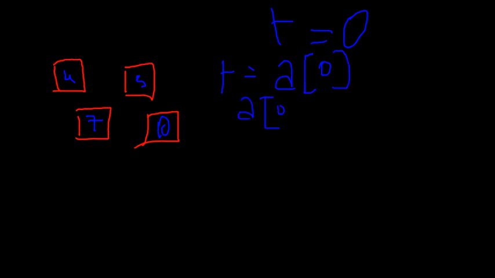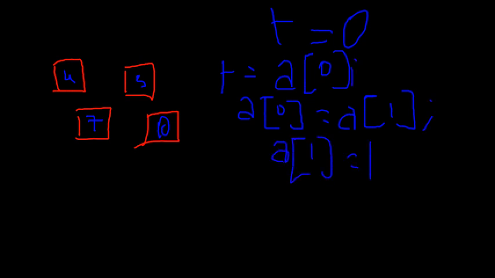A0 is equal to A1. A1 equal to t. So what's happening here? This value of t, first t is equal to 4, right? That's being stored over there. That's the first line. t is equal to 4. Next, what's happening? A0. What's A0? A0 is 4. A0 is being rubbed off from there.